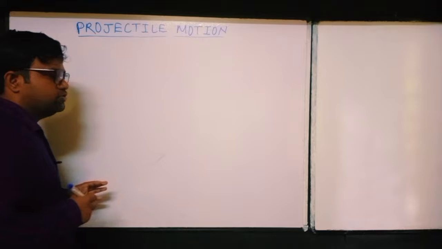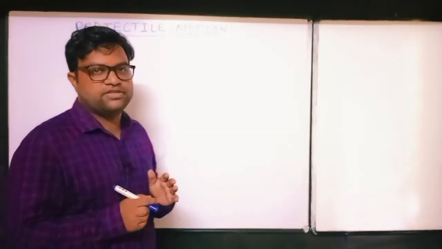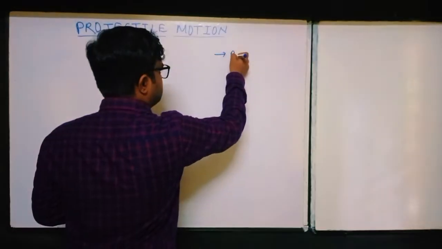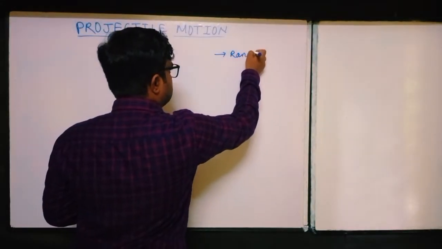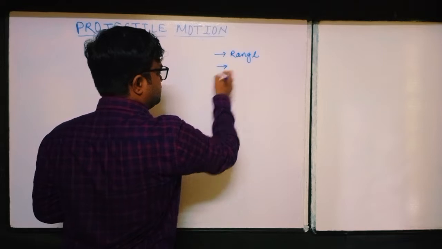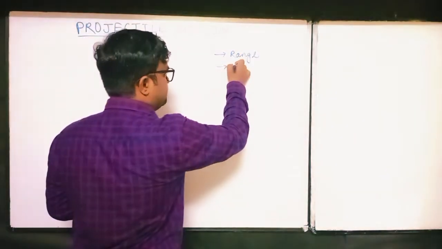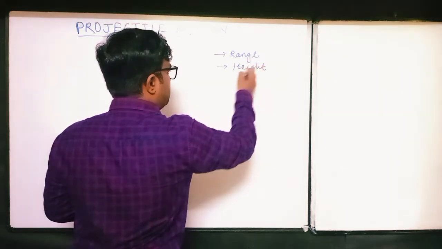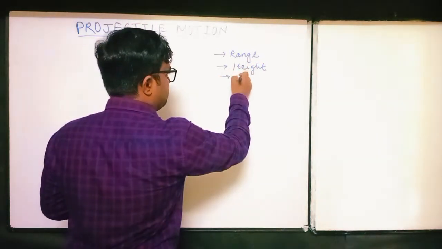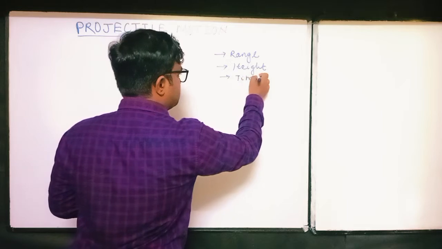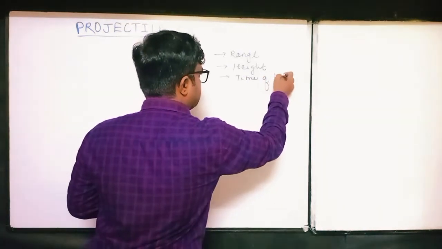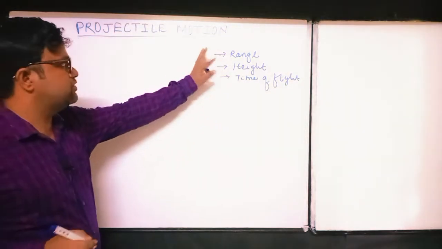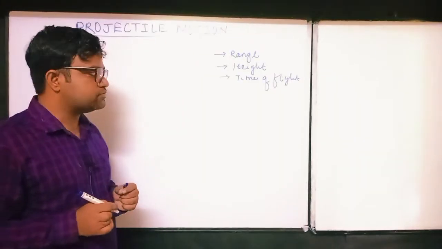So today in this video I'll discuss projectile motion. In projectile motion we will basically calculate three things here. One is range, we will calculate the maximum height, and we will also calculate time of flight. So these three things we will calculate for the projectile motion.